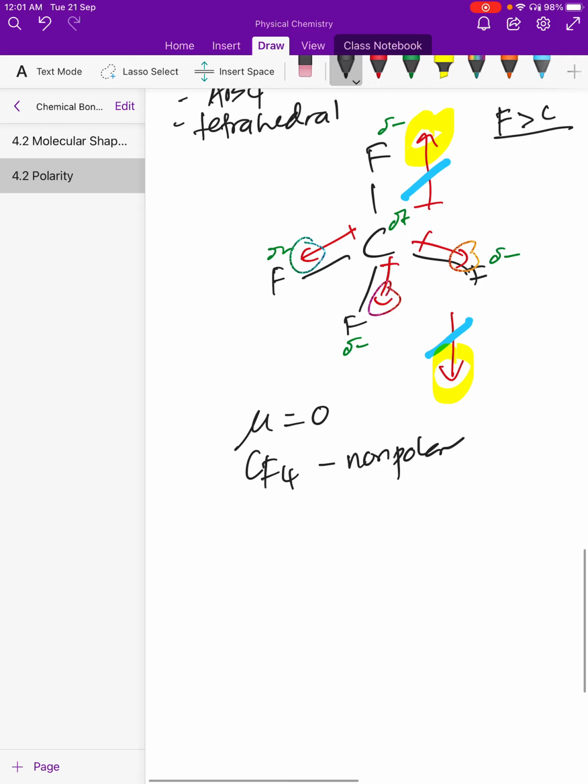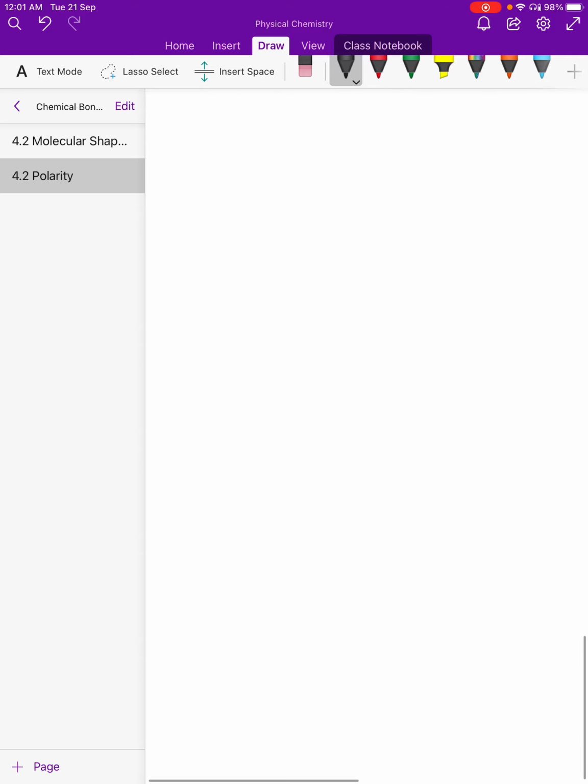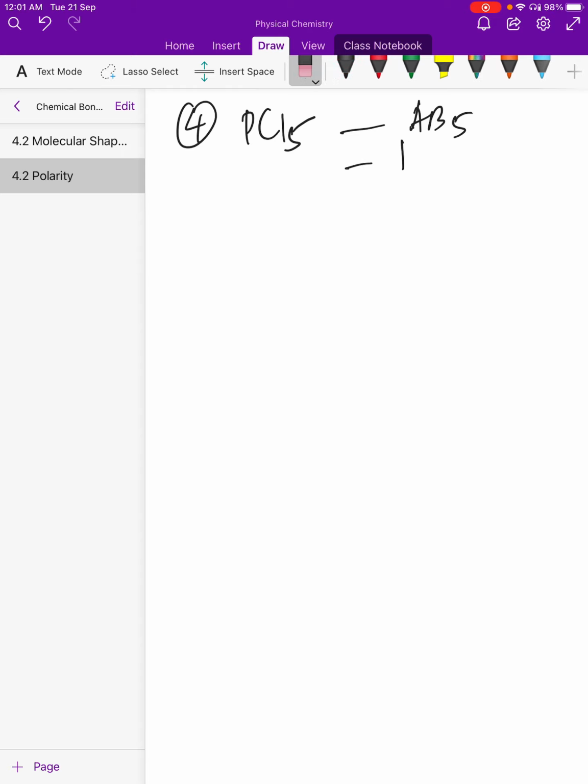Now let's go to example number 4. PCl5. I have shown the Lewis structure in a previous video, so I go straight to the drawing. This is AB5. AB5 is trigonal bipyramidal. I hope you remember how to draw trigonal bipyramidal.